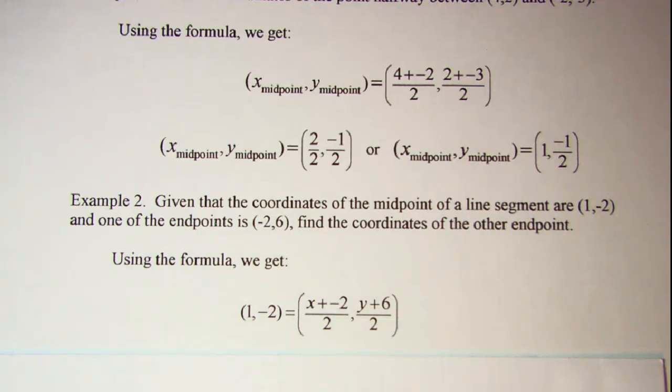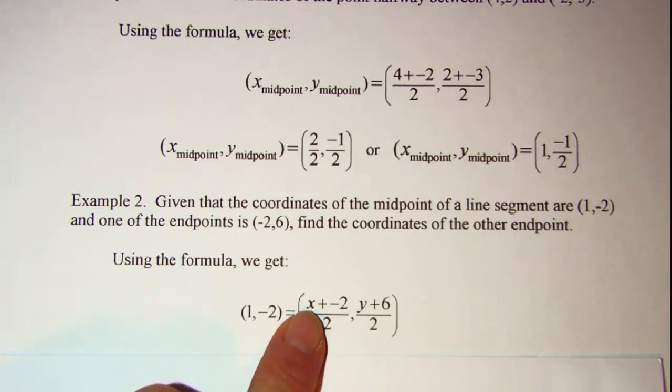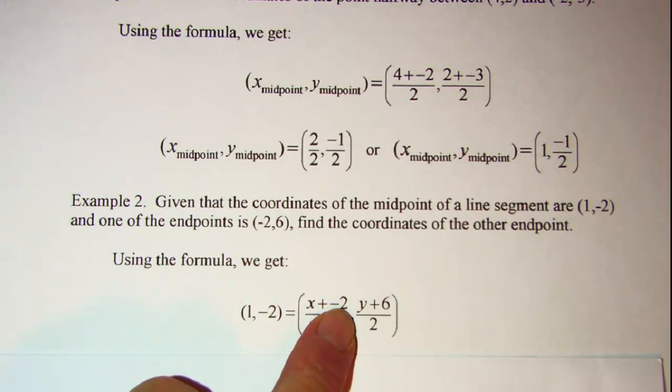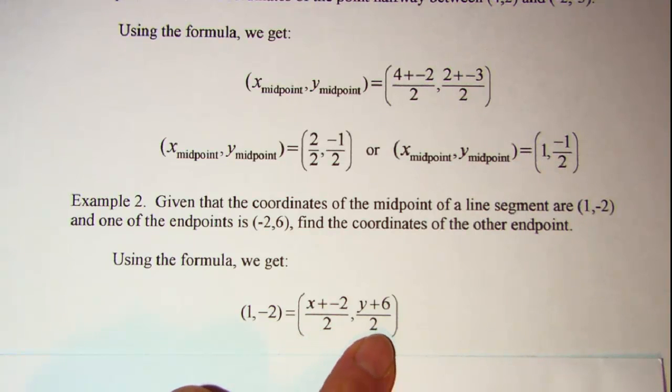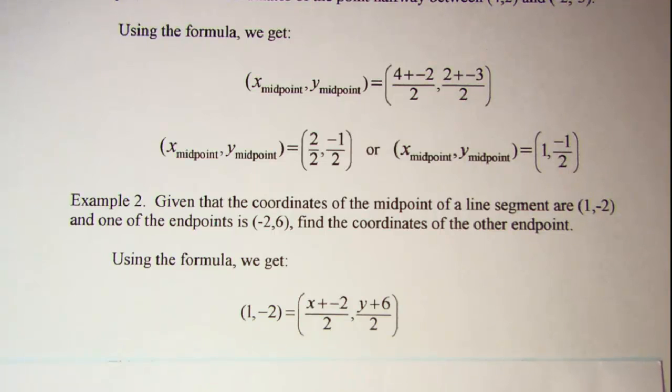formula. But our midpoint coordinates are shown here on the left, and then adding the x coordinates of the endpoints together, we have our unknown endpoint x value added to the -2 and then divided by 2, and the unknown y coordinate of the endpoint added to 6 divided by 2. This gives us two equations.